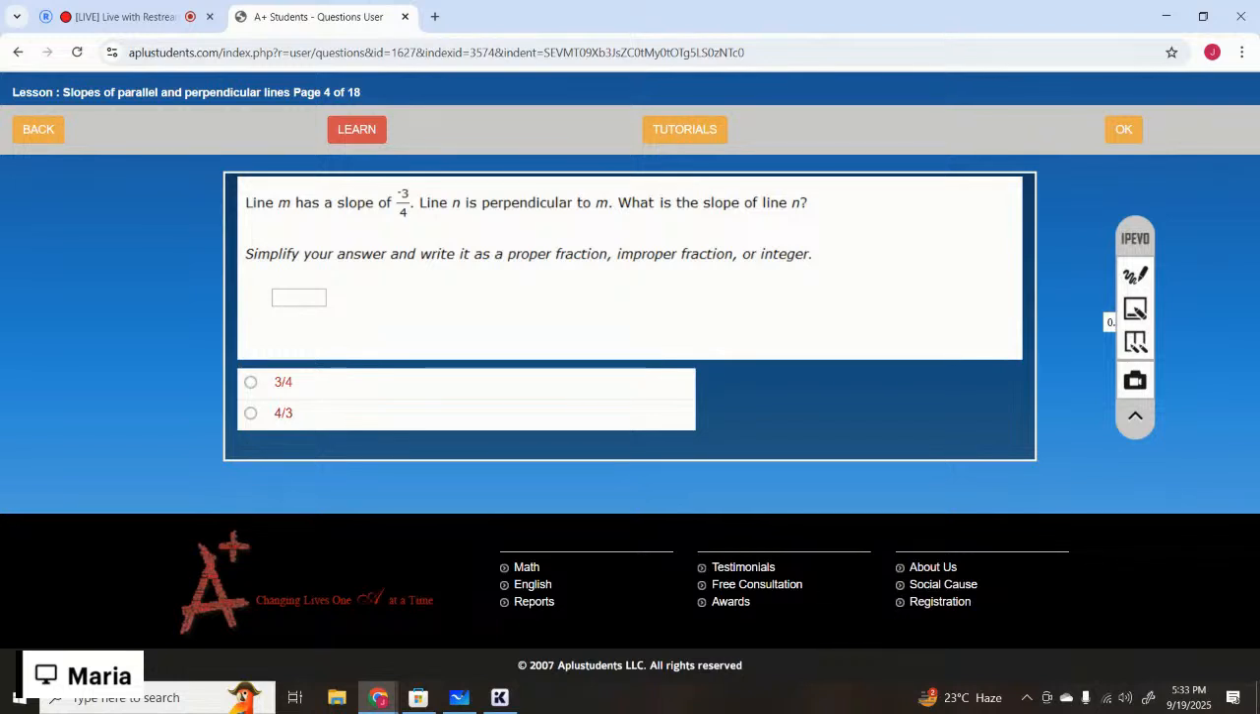Line M has a slope of -3 over 4. Line N is perpendicular to M. What is the slope of line N? The lines are perpendicular, so the slopes are negative reciprocals, right? Because the lines are perpendicular, that is 4 over 3. Option D is the correct option.